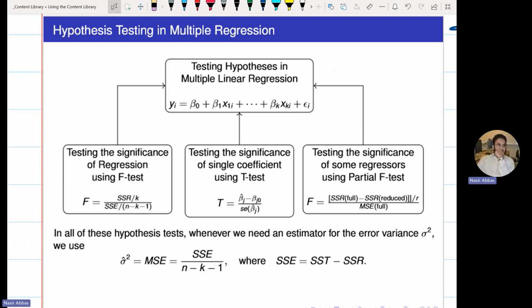Again, the shortcut formula will be SST minus SSR. For the whole chapter, remember this equation is very, very critical. This equation is almost everywhere. That is, the total variation in y is equal to the variation in y which is explained by your regression plus the variation in y which is not explained by your regression. We will see it almost everywhere.